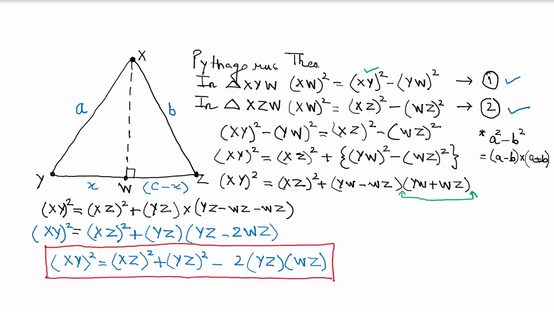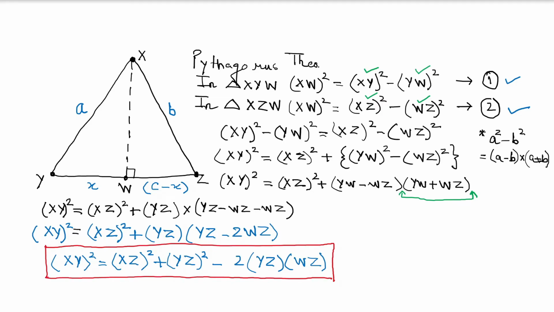I'm using a green colored pen here. Is yw known to us? No, we have assumed it to be x. Is xz known to you? Yes. Is yz, is wz known to you? In a certain sense, yes. So can we find out the value of x? Yes, we can.